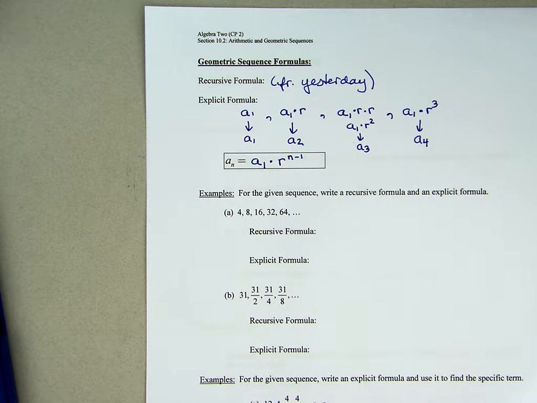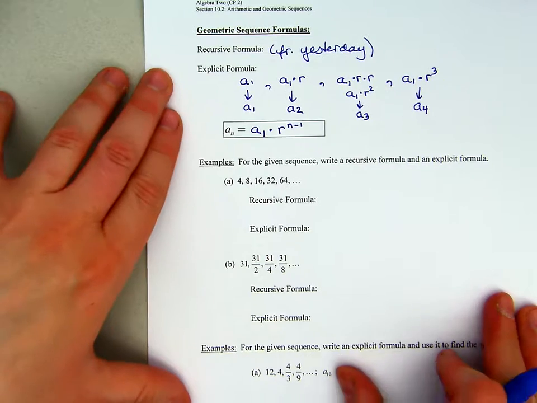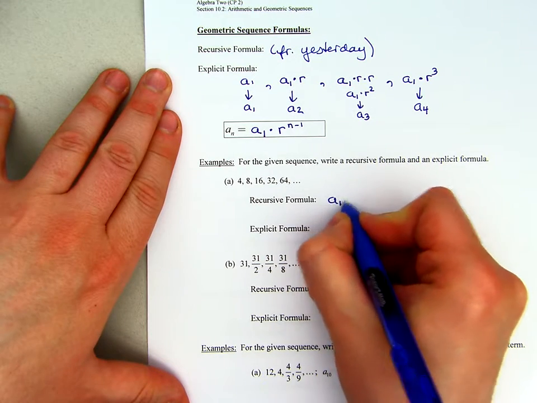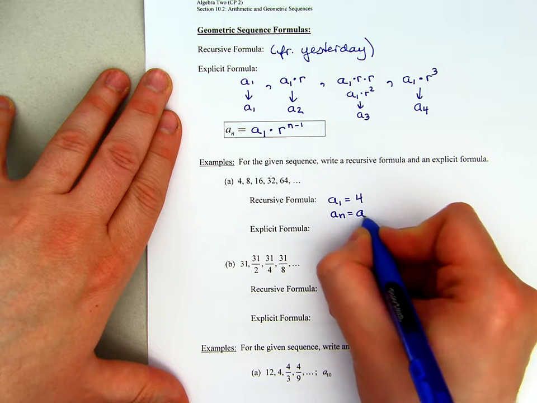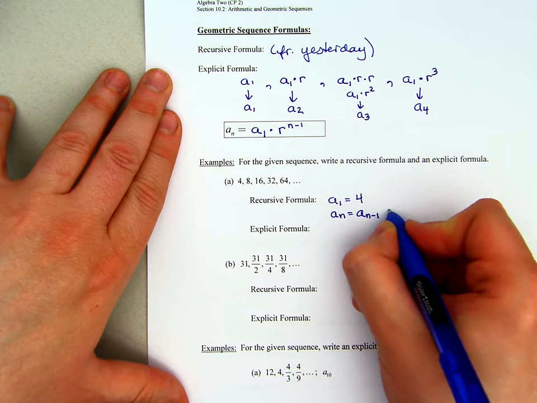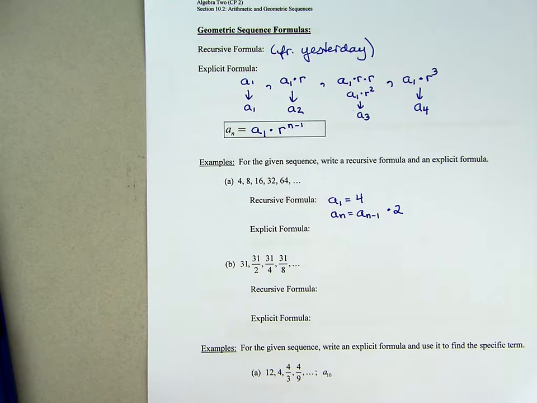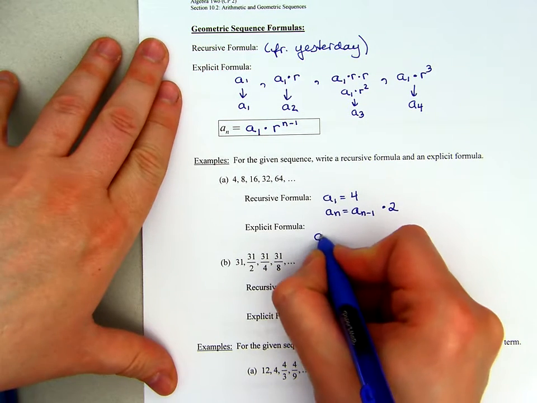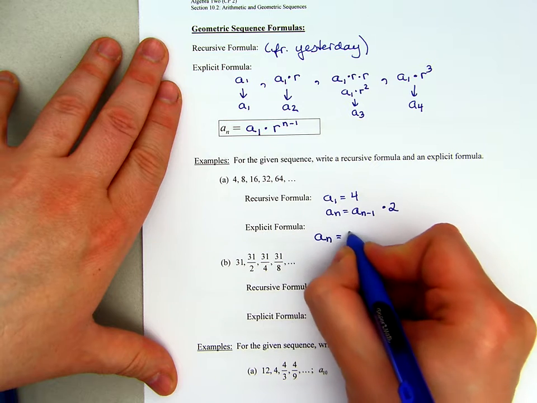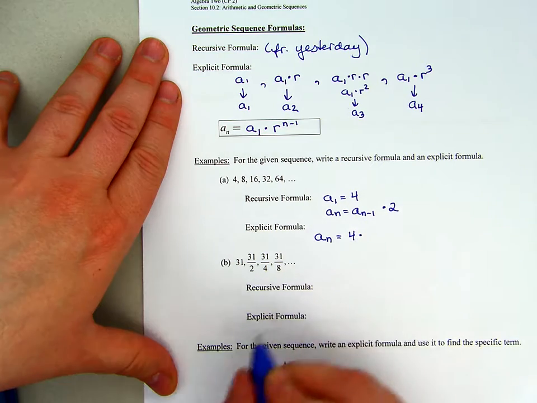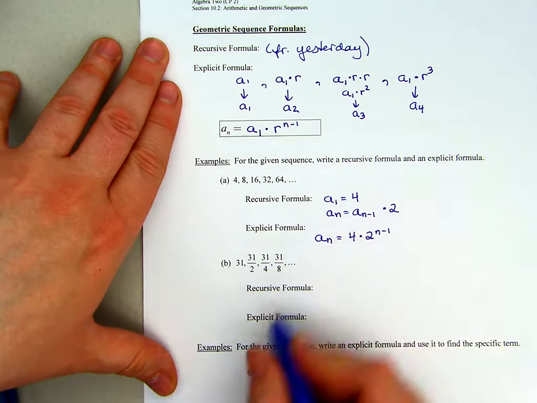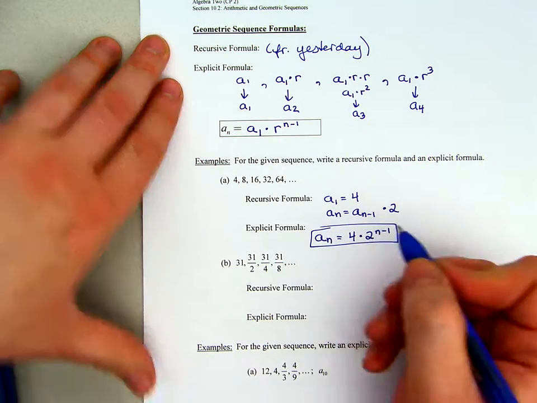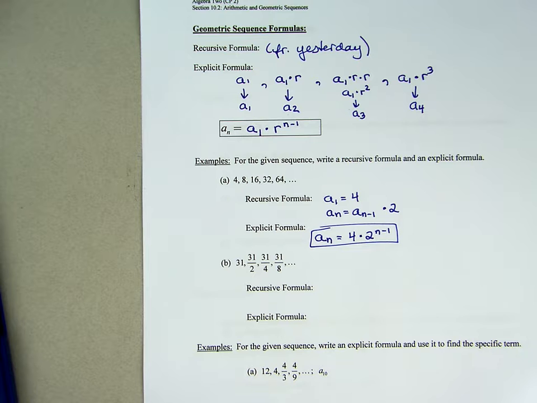To write a recursive formula for what we see in example A, well, a1 equals 4, an equals the previous term, so a sub n minus 1, times 2. Our pattern is multiplied by 2 every time. For the explicit formula, we're going to say an equals the first term, 4, times our common ratio, 2, to the n minus 1. That's my explicit formula. Try letter B.